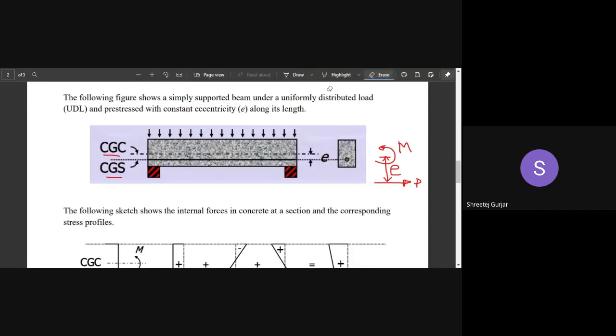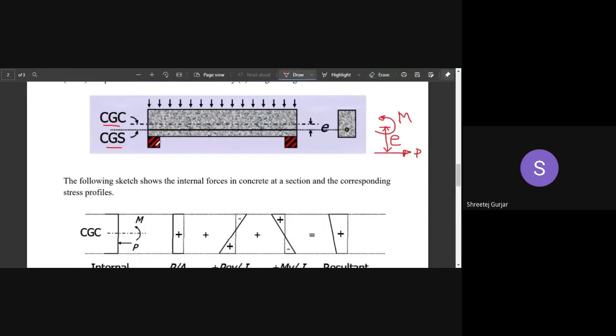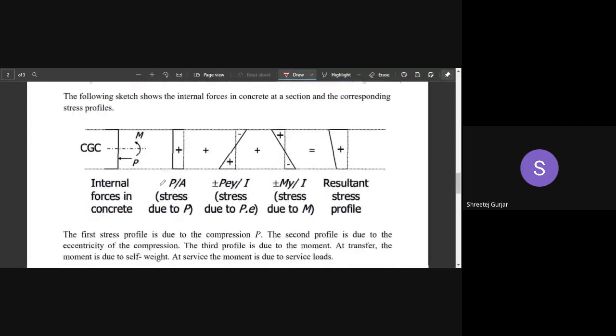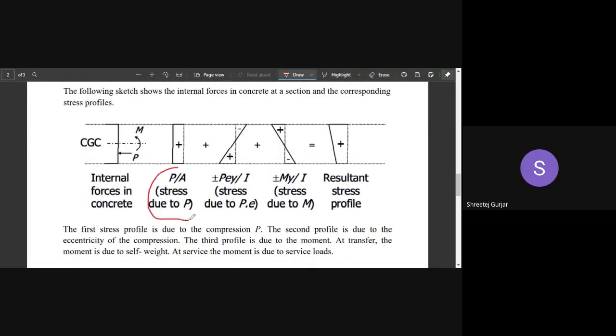Next, there will be stresses developed because of these loadings. I have explained to you the direct stress which is generated, which is P by A, and then I have told you M y by I, because of your dead load and your live load. It will be positive at your top because of compression, and it will be negative at your bottom fiber because of tension, which is developed because of your dead load and your live load.